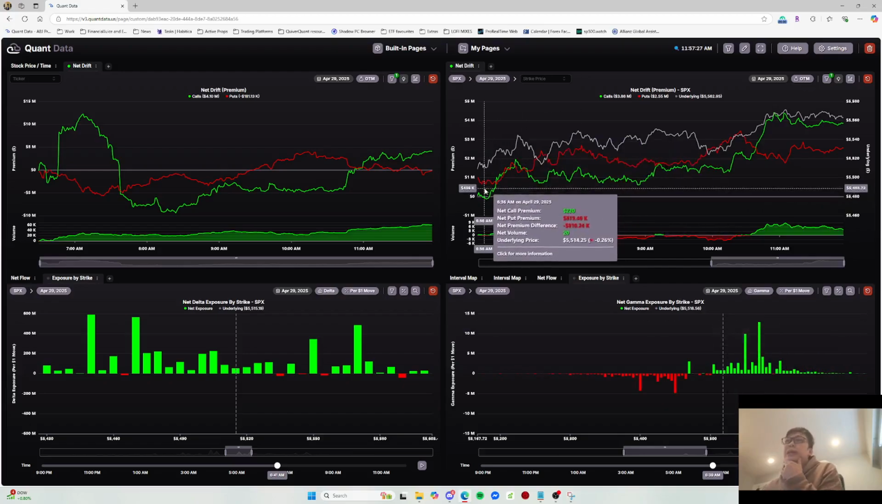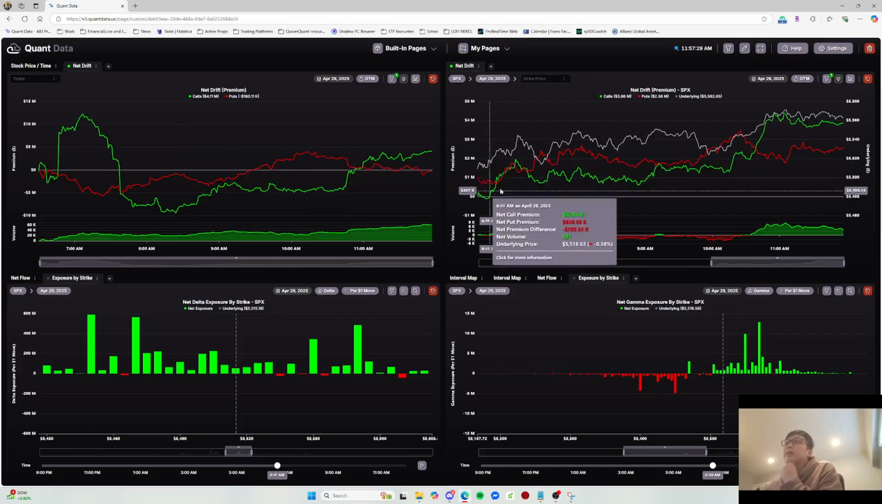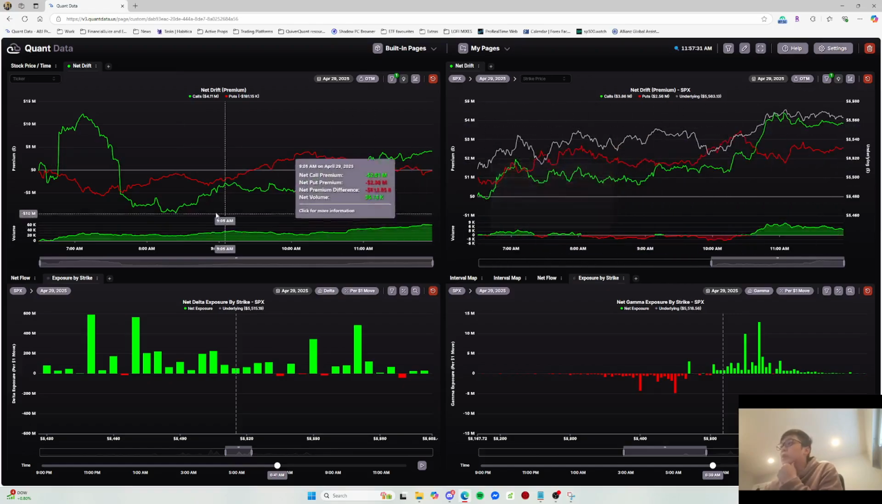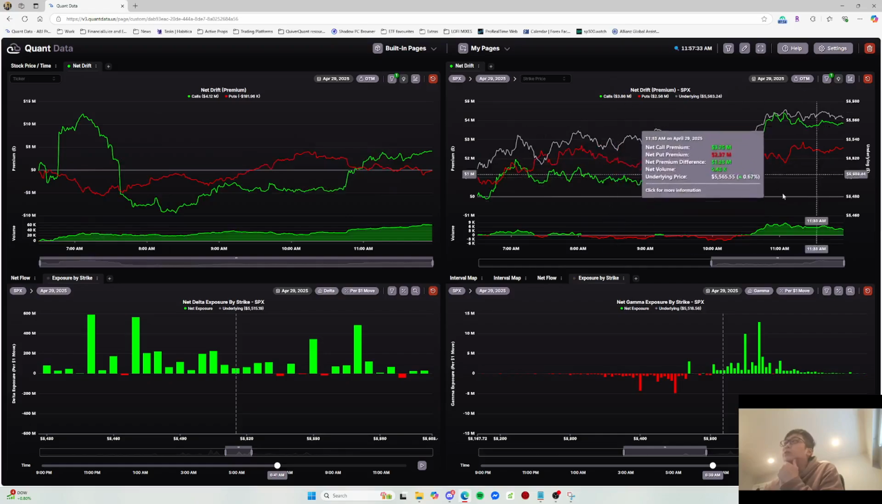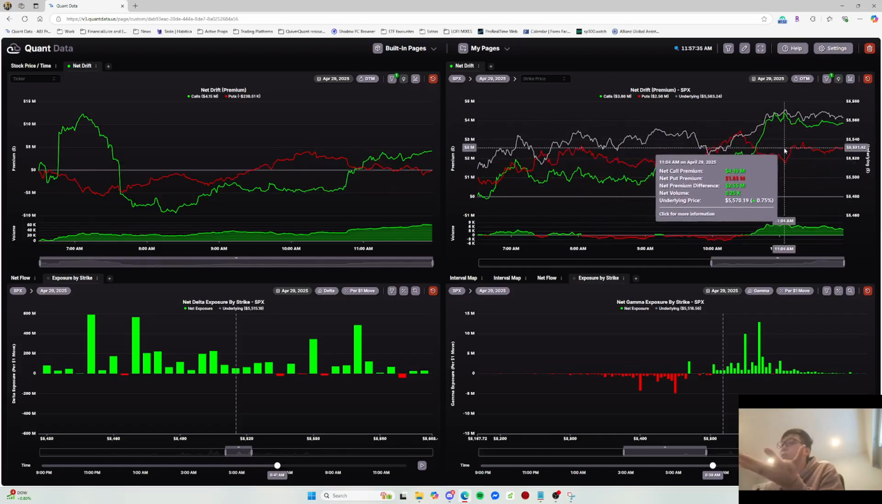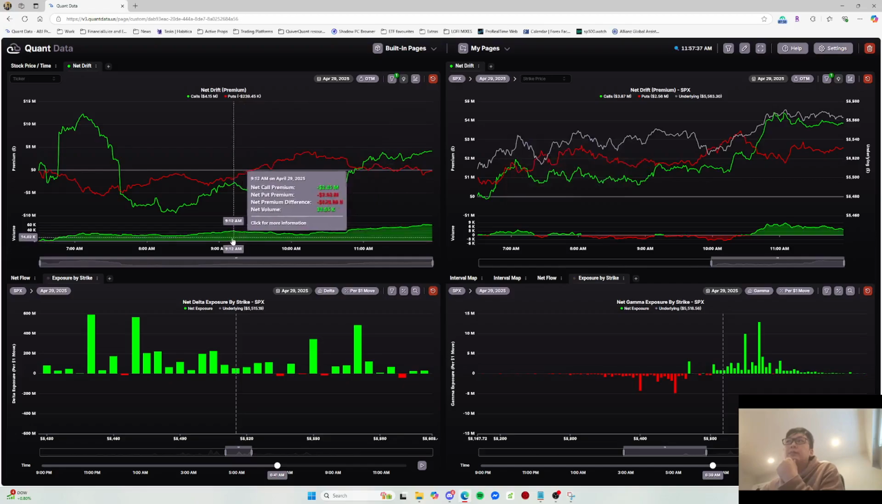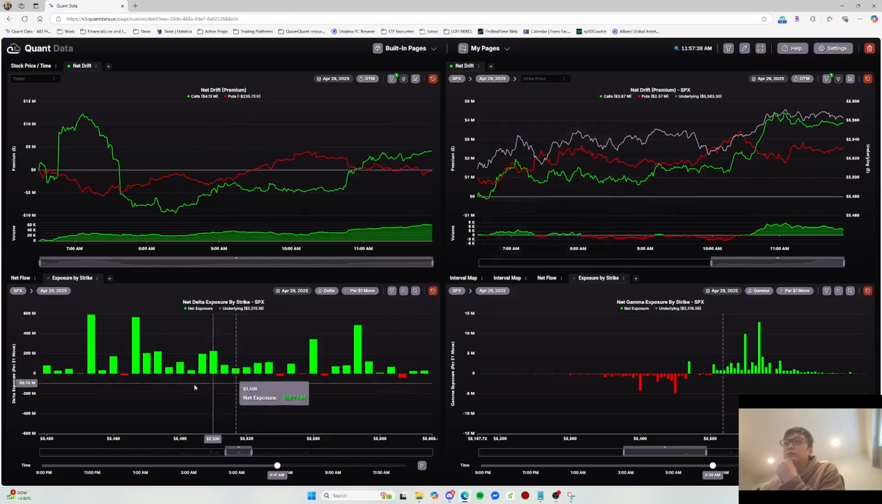The net drift hasn't developed by then as much. This net drift is showing the entire day. The market's still open right now. But without net drift, just using this alone, I knew that today there's a likelihood of us being bullish for the day.